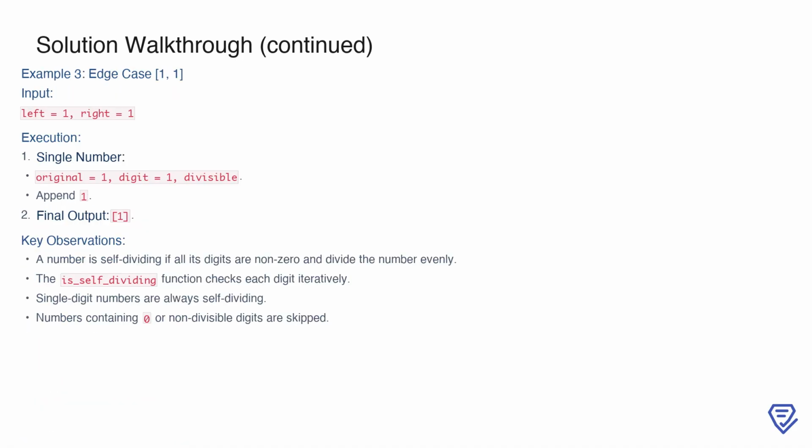In the case of a very small range, such as 1, 1, we only need to evaluate a single number, which is 1. Since 1 is a single-digit number, and single-digit numbers are always self-dividing, we append it to the result.